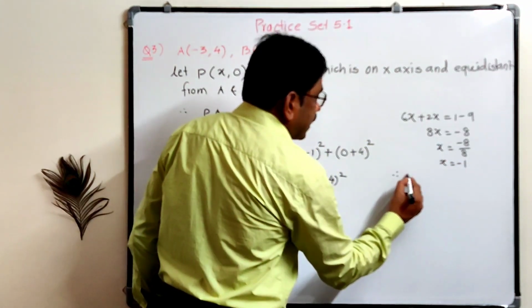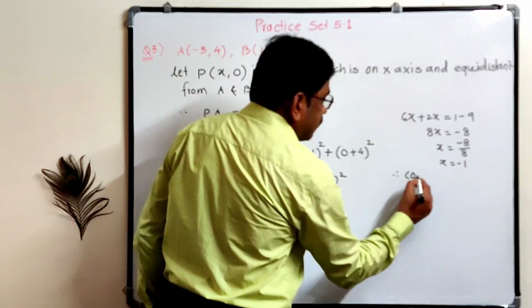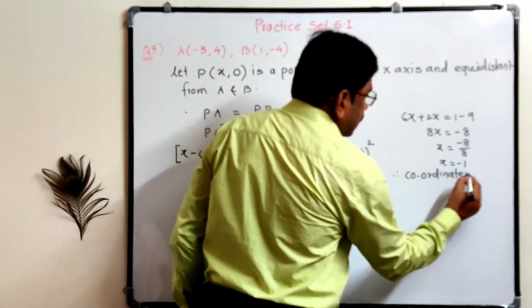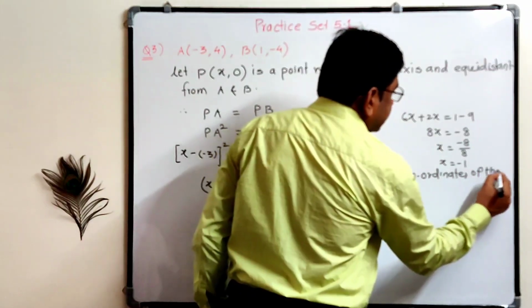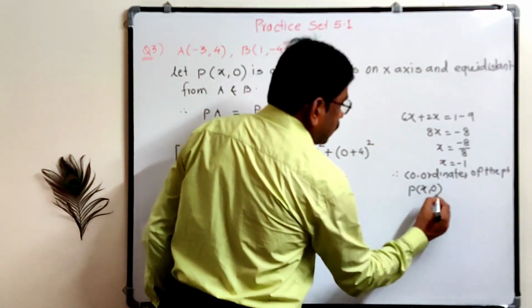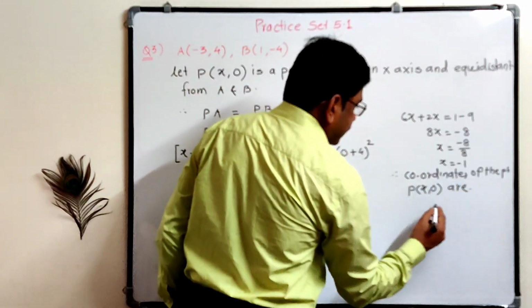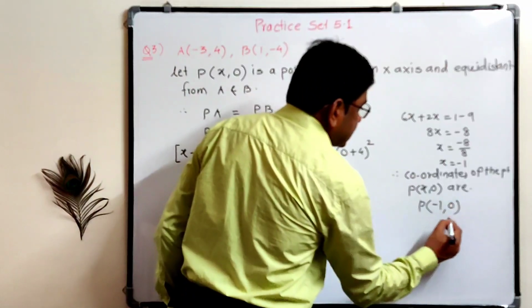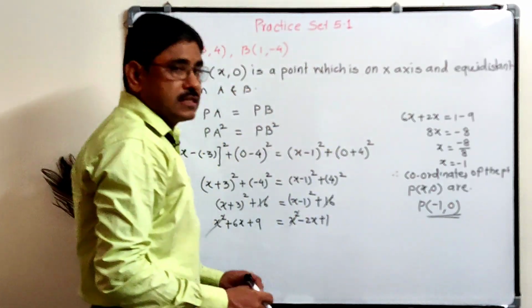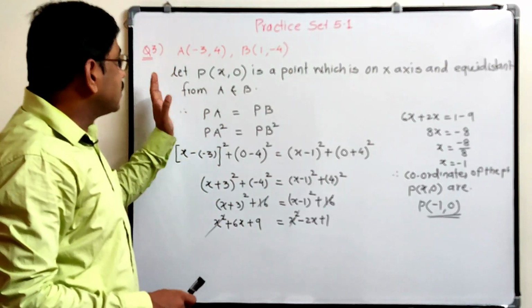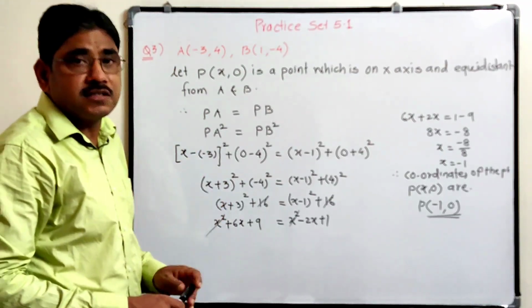Therefore the coordinates of the point P, x, 0, are P is equal to minus 1, 0. So this is the point which is equidistant from this point A and B. So in this way we can complete that third sum.